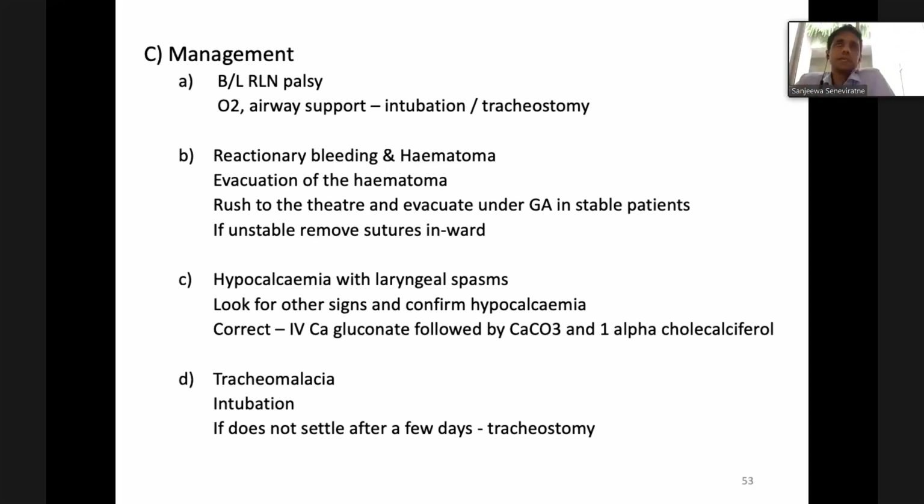Another thing is we never know that the patient has developed hypocalcemic spasms. So we have to look for peripheral features if you're suspecting laryngeal spasms due to hypocalcemia to confirm, because there is no time for you to send the serum calcium and wait for 24 hours to get the report. And tracheomalacia management is immediate reintubation, and if the patient is not settling after a few days, tracheostomy.